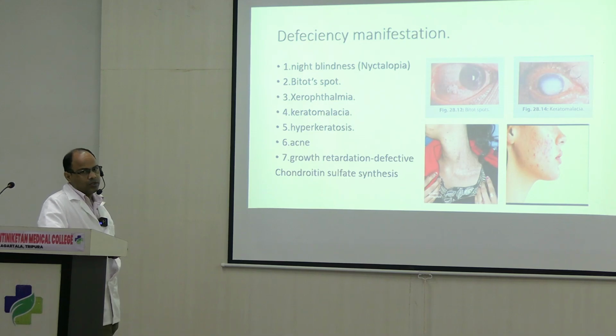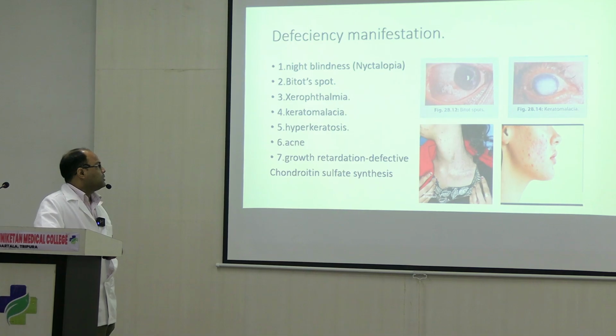And Bitot's spot. What is Bitot's spot? This is a triangular shaped keratinization on the outer side of both eyes. This is the second stage. First stage is xerophthalmia, this is dryness of conjunctiva. Then next is Bitot's spot. Then this continues, then develops keratomalacia.